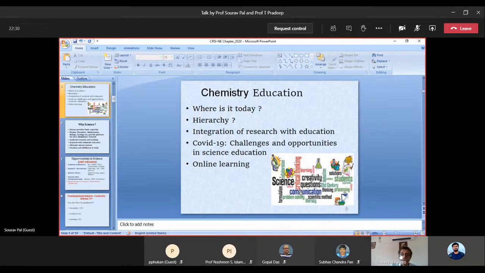So you have chemistry education, and it's very important that we talk of the hierarchy of chemistry education, because we are in an institution where integration of research with education is very, very important. Of course, we are now all facing the challenges of teaching and doing research because of COVID-19. So online learning, how do you do online research? How do you do experimental research? There are so many things that all institutions are grappling with. I will not mention too much about it, but I just thought I'd flag it.